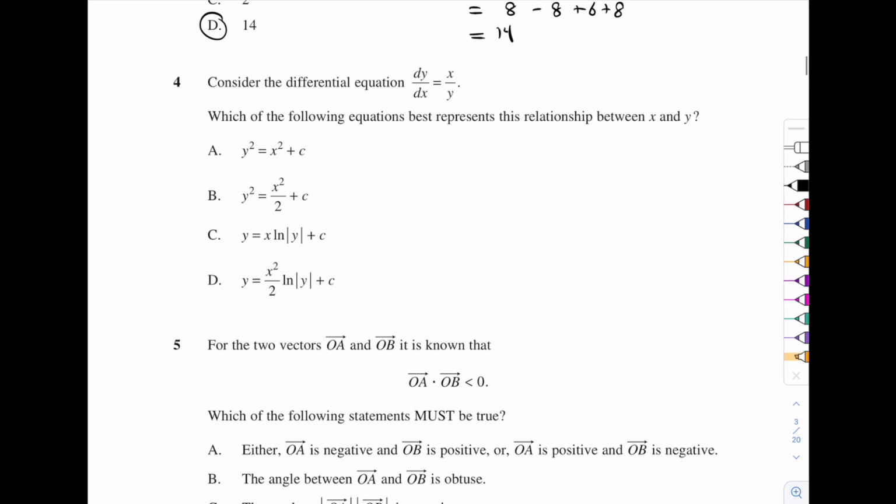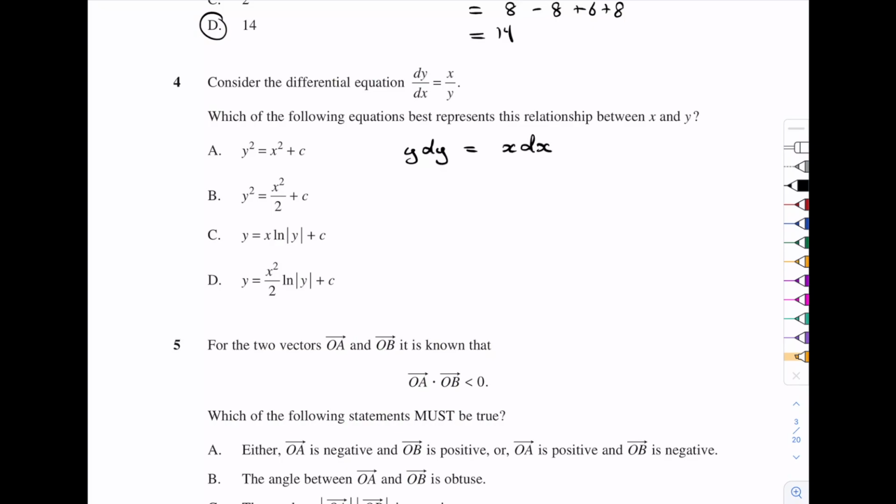Question 4, we consider the differential equation dy on dx equals x on y. And we want to see which of the following best represents the relationship between x and y. So essentially we're trying to solve this differential equation. It's separable, so it's solvable using the techniques that we learn at school. So let's go ahead and do that. I want to get all of my y's on one side, all of my x's on the other side. That's what it means for it to be separable. You can separate out the x's and the y's. So we would get y times dy equals x times dx.